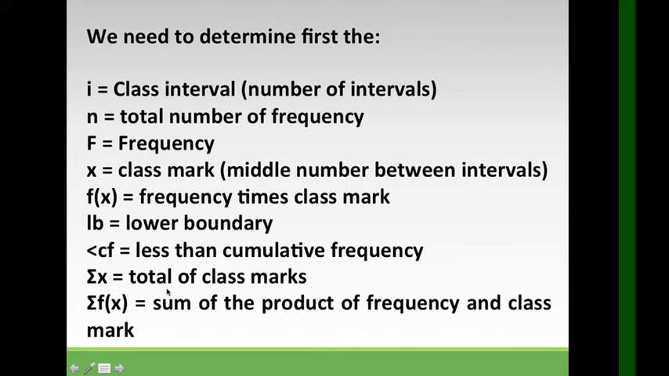In solving the measure of position, hindi natin kailangan itong mga to. But they are very important, especially in descriptive statistics. Importante sila sa measure of variability for the group data. But in this portion, ang kailangan lang natin ay i, f, LB, tsaka less than CF.